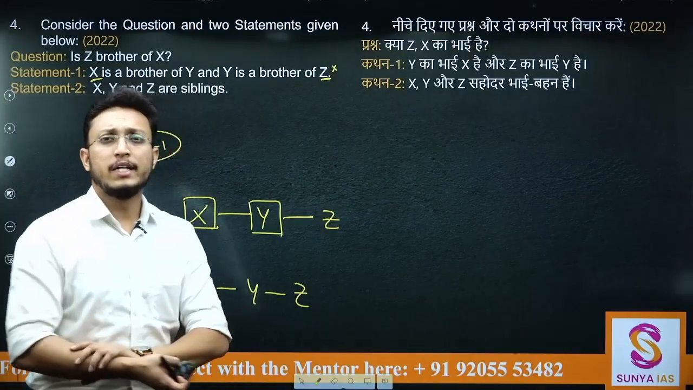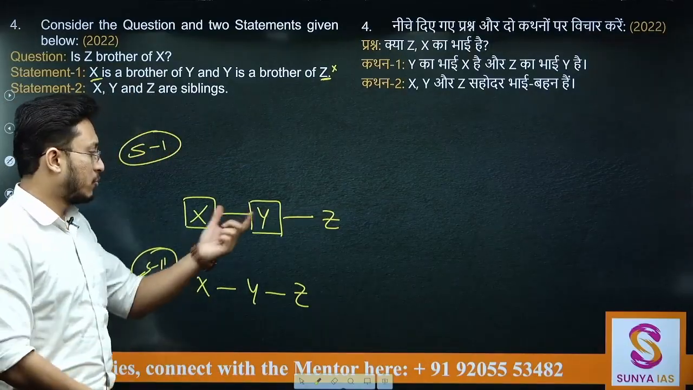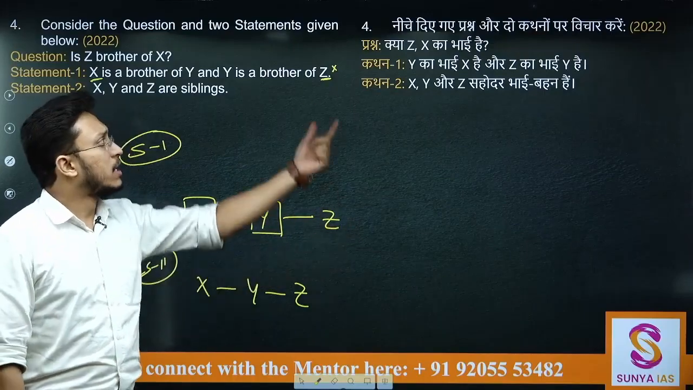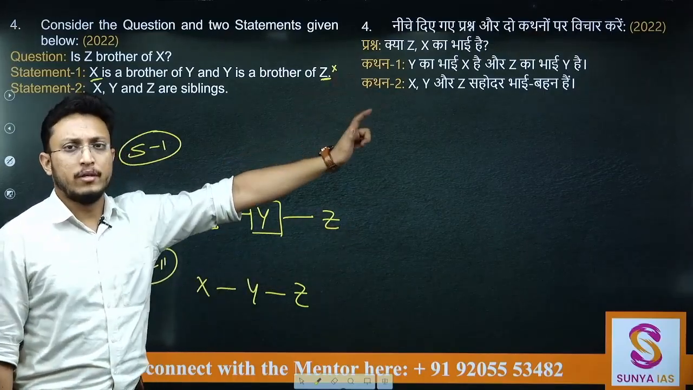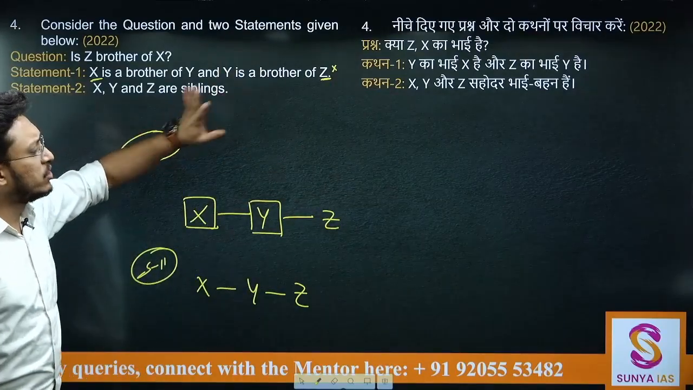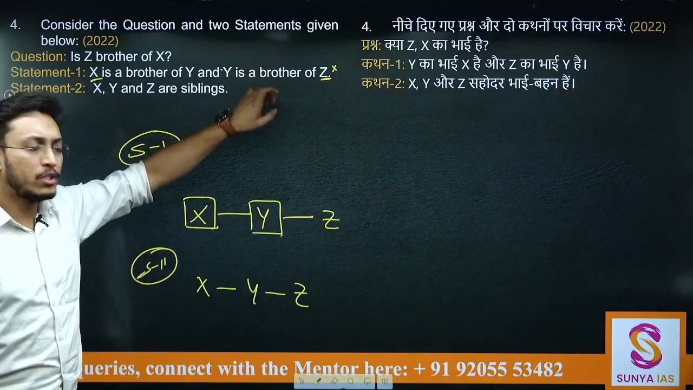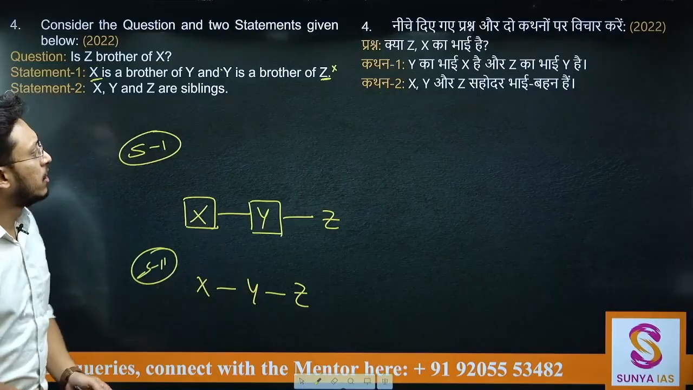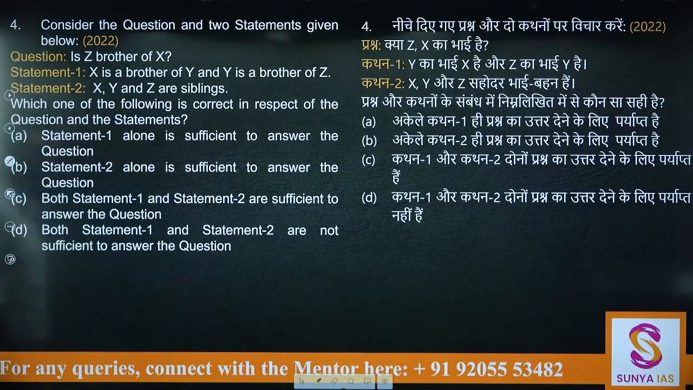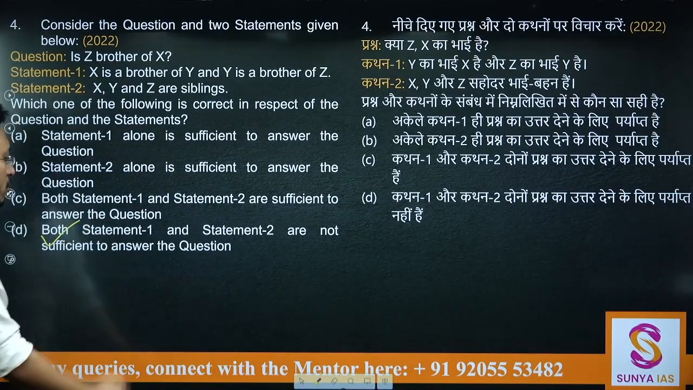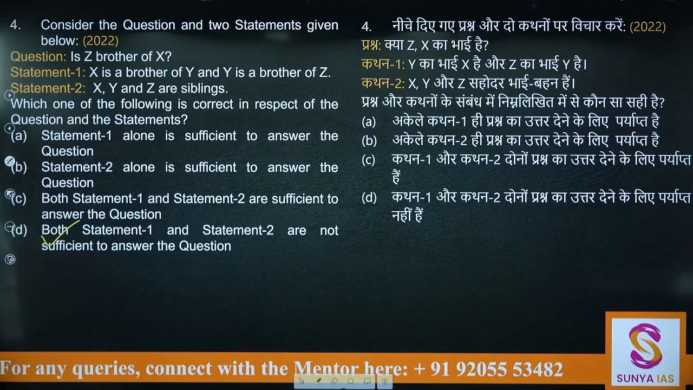Z का gender या Z का लिंग नहीं पता है हमको, इसलिए हम नहीं बोल सकते Z X का भाई है या बहन है. That means even by using both the statements also you will not be able to answer, because none of the statements is giving the information about the gender of Z here. So again the answer will be both the statements are not sufficient to answer this particular question.